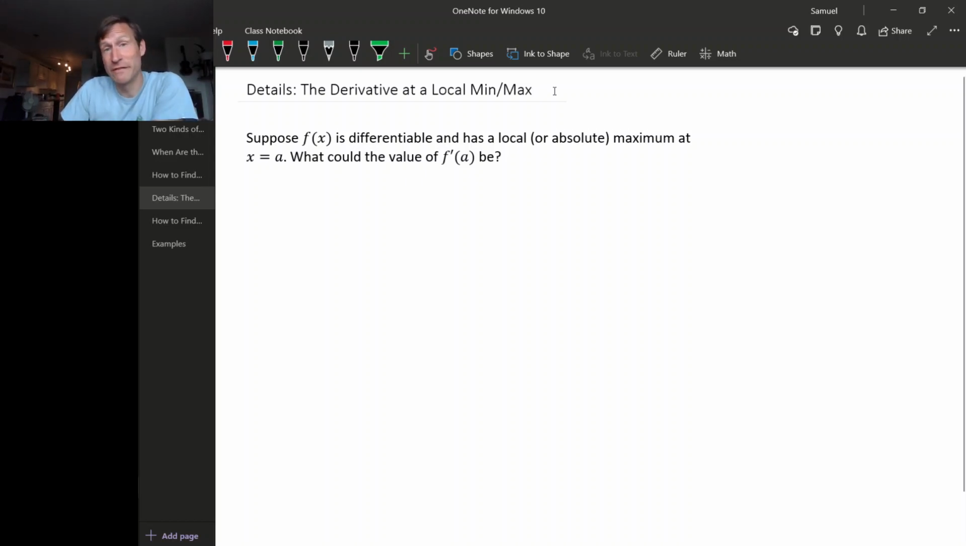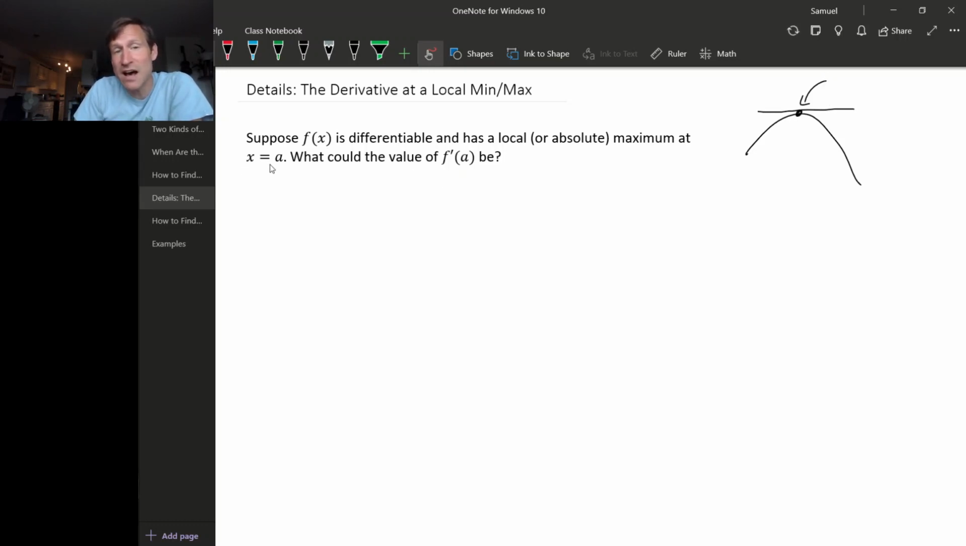Let's figure out what the derivative of a function could be when you're at a local or absolute maximum. Of course, any absolute maximum is also a local maximum, so we really only need to figure this out for local maximums. Well, if you're at a local maximum, it seems like the slope of the tangent line there ought to be 0. And certainly that will turn out to be the case, but we should really check the details of why it is that the derivative at a local maximum turns out to be 0.